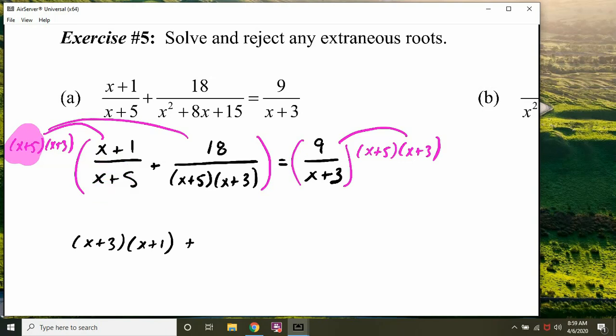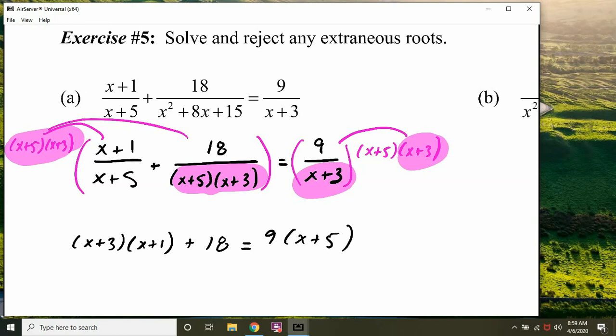Now, when we distribute to the next term, the x plus 5 and x plus 3 completely cancel away. And that just leaves us with the 18 that's up in the numerator. And on the right-hand side, when I distribute to the 9 over x plus 3, it's the x plus 3s that are going to cancel, and we're going to be left with that 9 in the numerator times the x plus 5. Okay, so this is typically how I work these out. I try to clean up as I go.